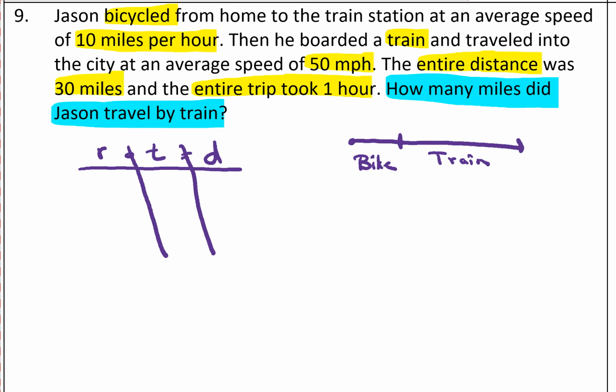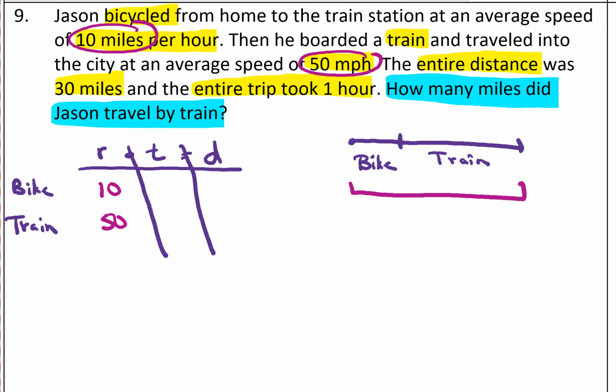Okay, so we have two different modes of transportation here. They're not going the same speed. In fact, the bike, it says, is going 10 miles per hour, and the train is going 50 miles per hour. Okay, now the next thing they tell us is that there's a total distance of 30 miles and a total time of 1 hour.